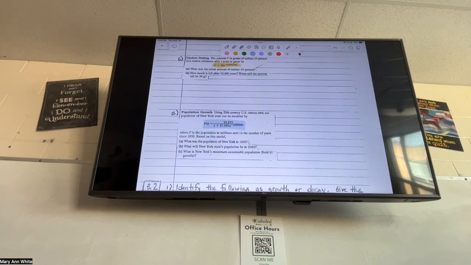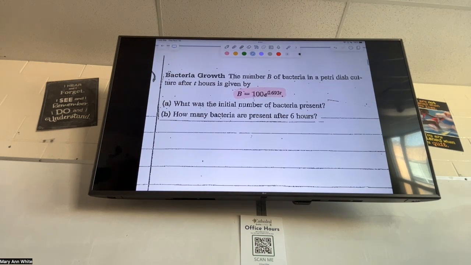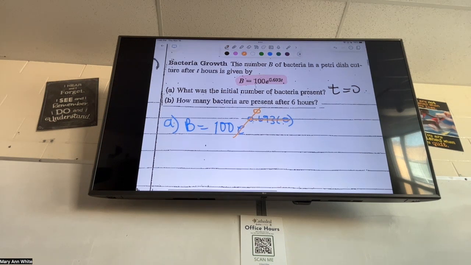All right, so going back up to 7A, it says bacteria growth. The number of bacteria in a Petri dish culture after t hours is given by that pink equation. What is the initial number of bacteria present? What do I need to plug in for t to figure out what the initial amount is? Yes, 0. So we're going to plug 0 in for t. So part A, we're going to do B equals 100 e raised to the 0.693 times 0. Now, 0.693 times 0 is 0, right? And what's e to the 0? 1. So that's 100 times 1. So my final answer is just 100 bacteria.